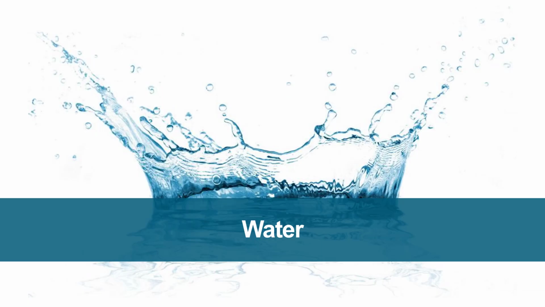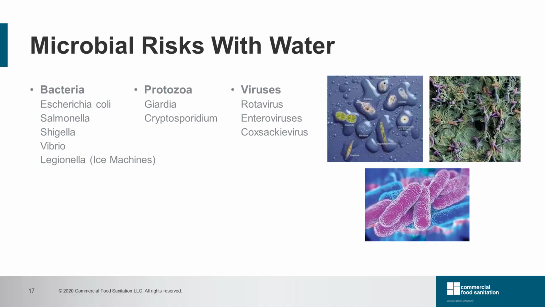Now we will look at water controls in the plant. Water-related microbial risks are broken down into these three categories: bacteria, such as E. coli, protozoa, such as Giardia, and viruses, such as rotavirus.